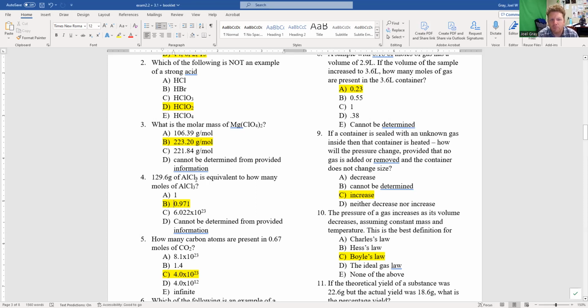So 129.6 grams of AlCl3 is equal to how many moles? Well, 1 mole of AlCl3 is 133.3. So my best answer there is 0.971.